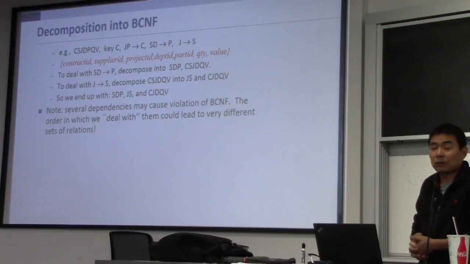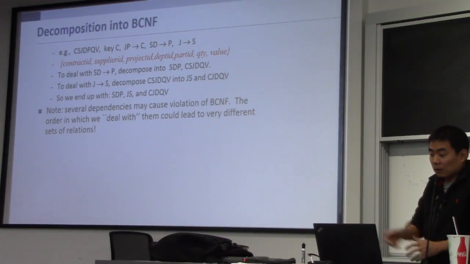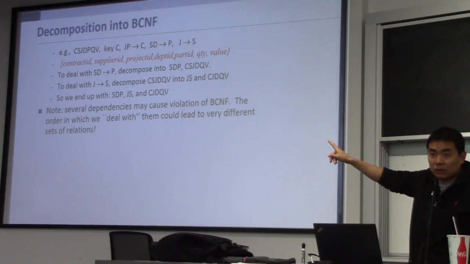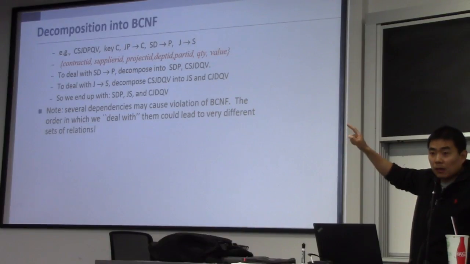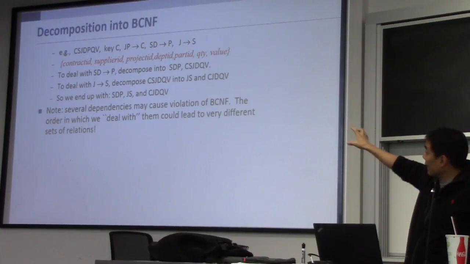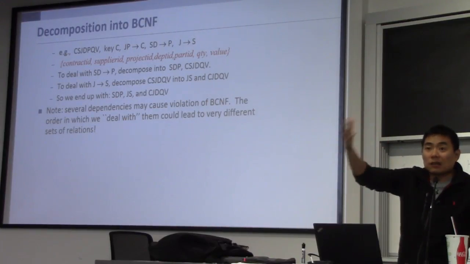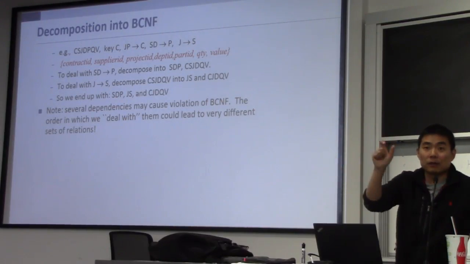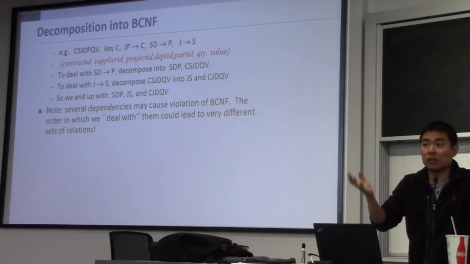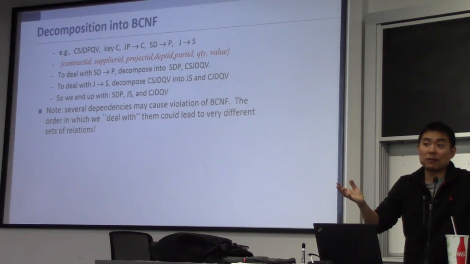Is this in BCNF? First of all, is this in BCNF? Well, let's go through the functional dependencies one by one. C is a key, right? So C determines everything else. That does not violate BCNF because the left-hand side is the key. A key is a super key, so it's fine. So you satisfy BCNF.